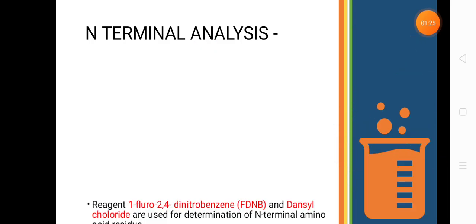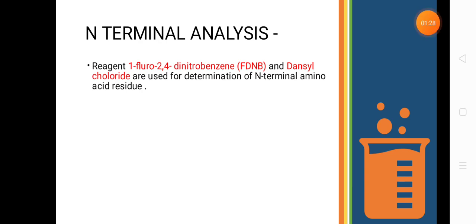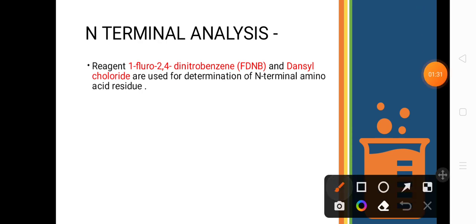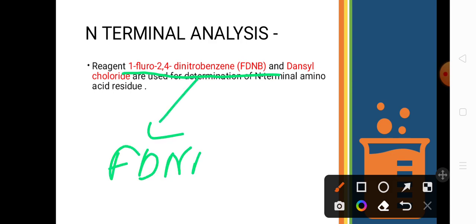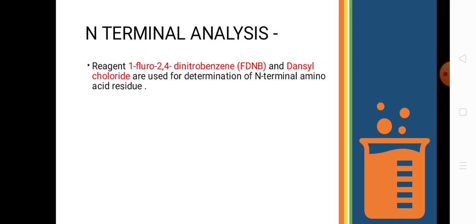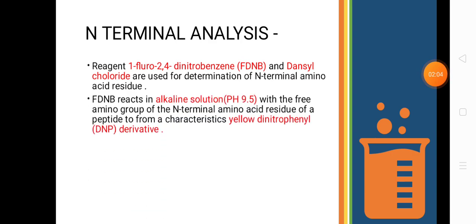Okay, so now we are going to understand the N terminal analysis of the peptide. Two kinds of reagents are available to find out the N terminal amino acid of a long peptide or protein. One is 1-fluoro-2,4-dinitrobenzene, commonly also known as FDNB. Another one is dansyl chloride. Both perform the task in the same manner, so if we understand one, then we can already guess the second one.